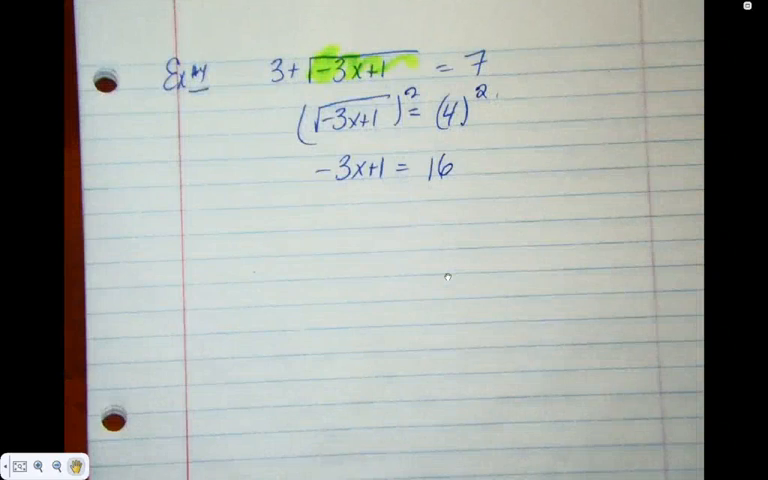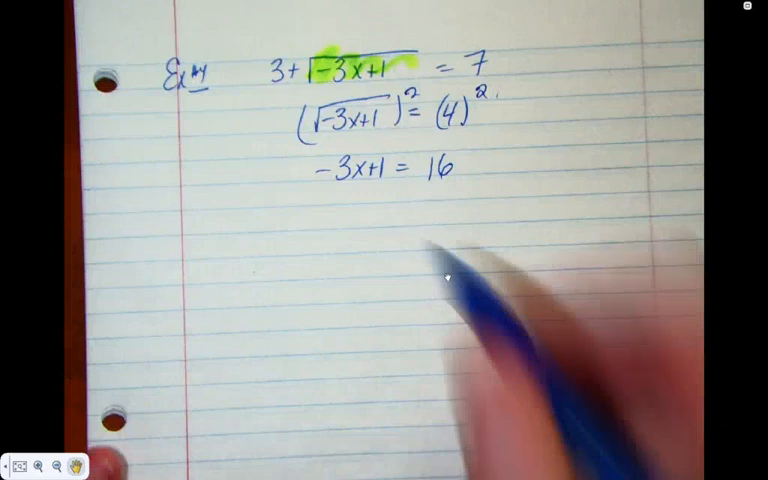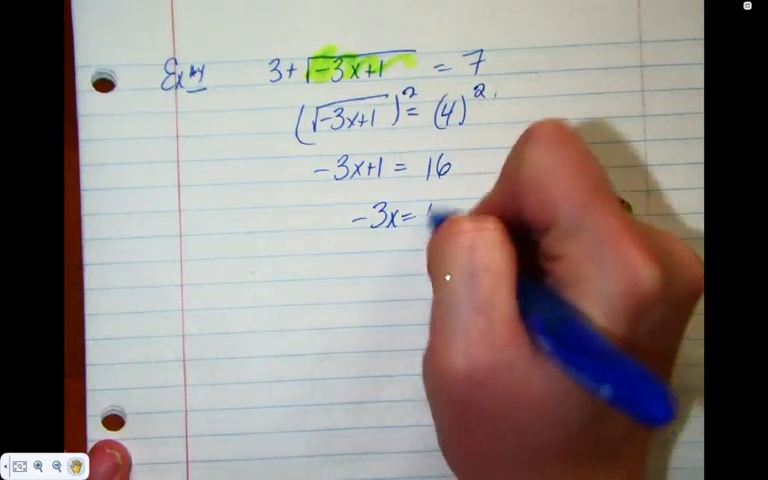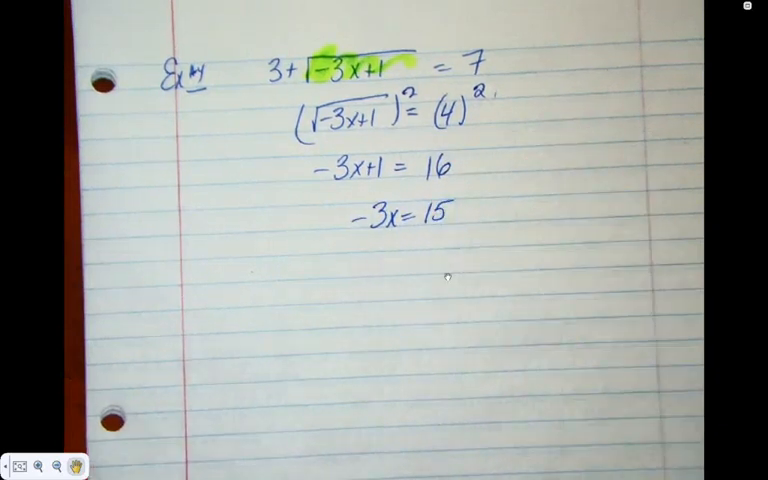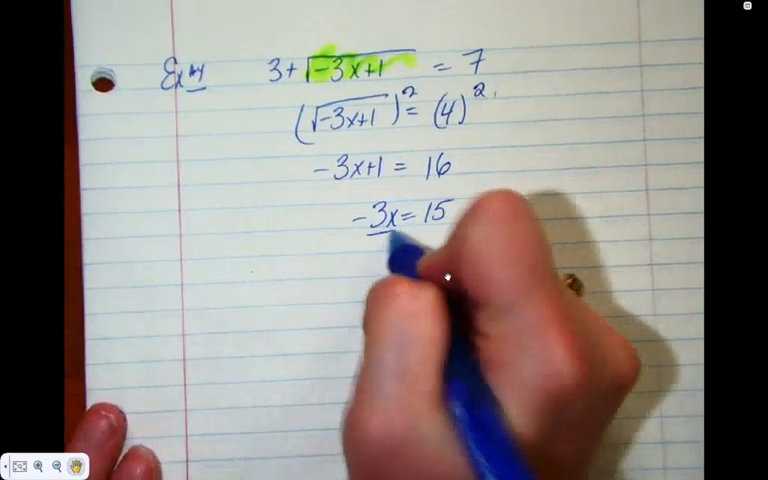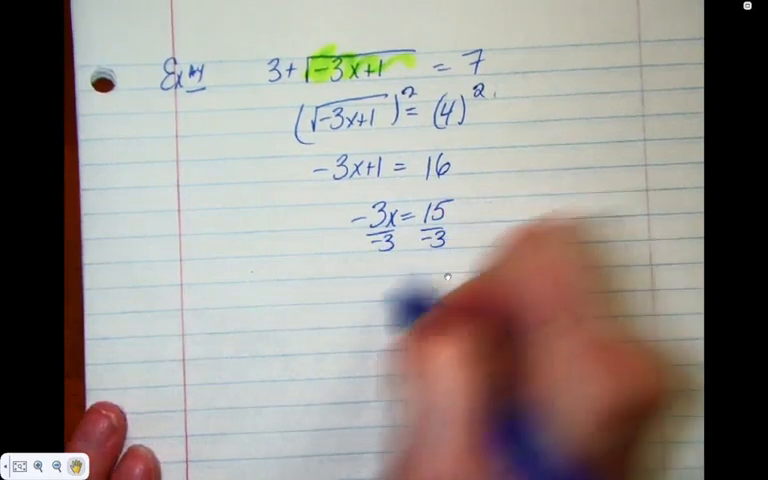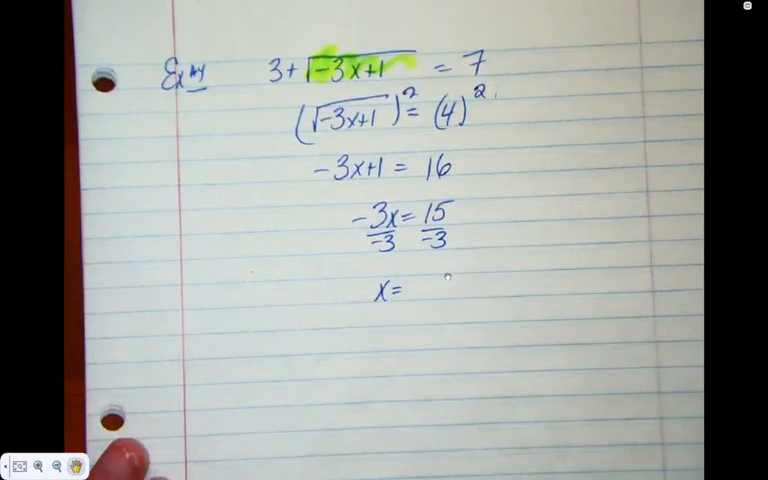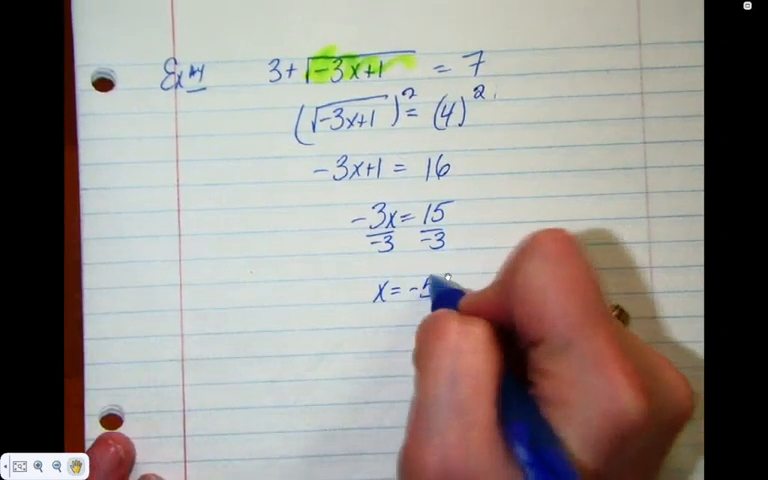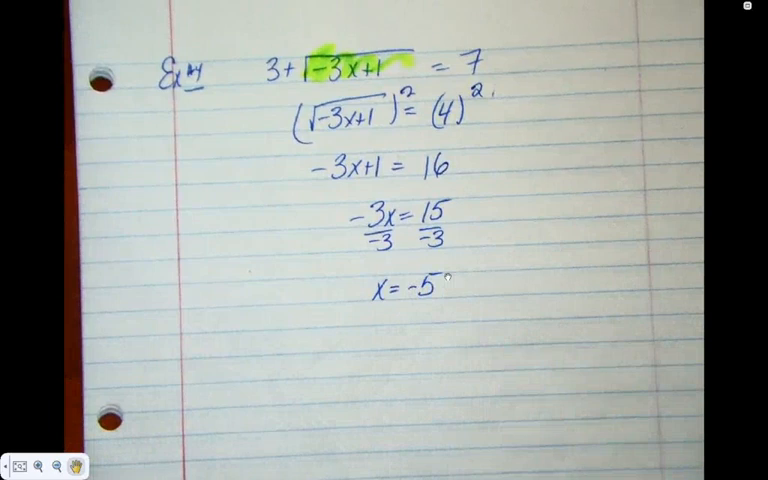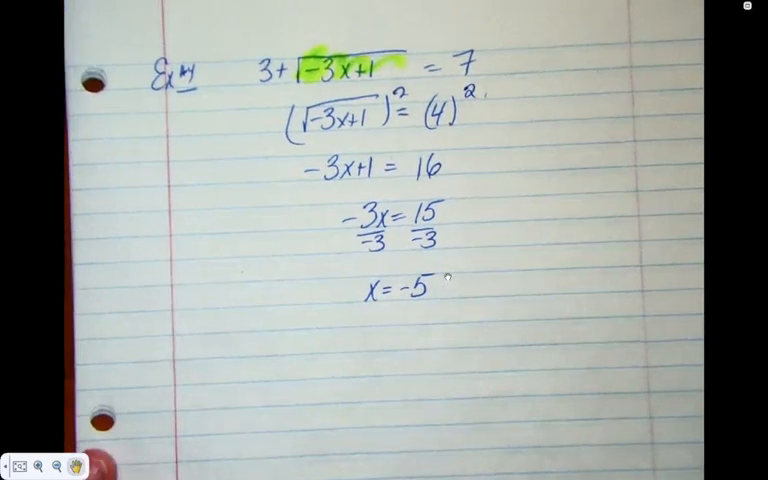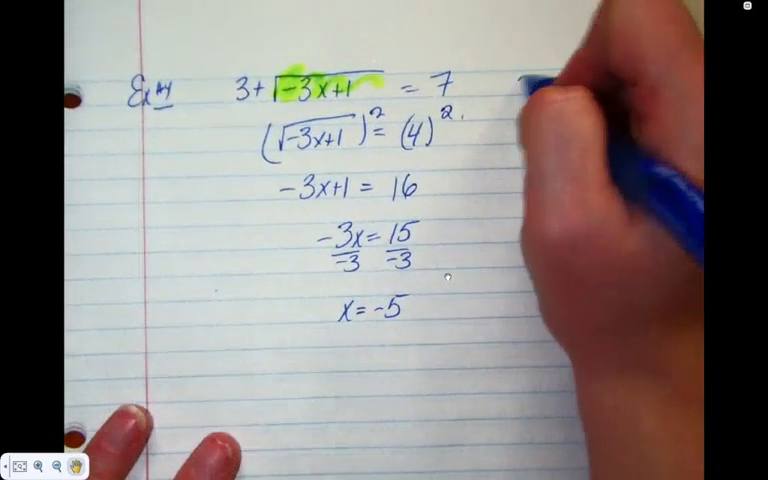Step 3, that's just a little linear equation from last year. So how do we get rid of the plus 1? How do we get rid of the coefficient of negative 3? x equals? Maybe, maybe not.